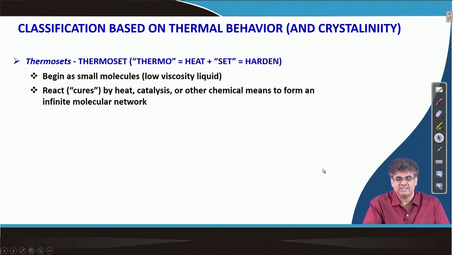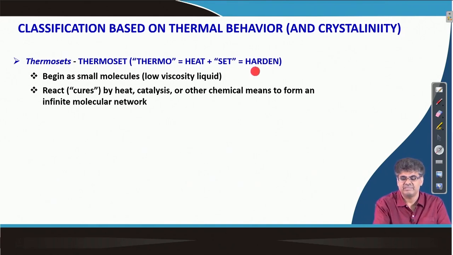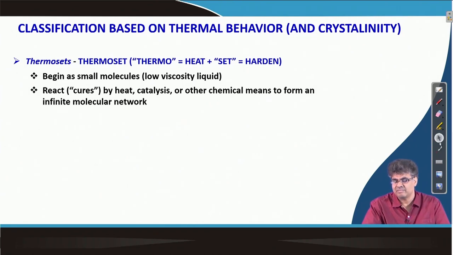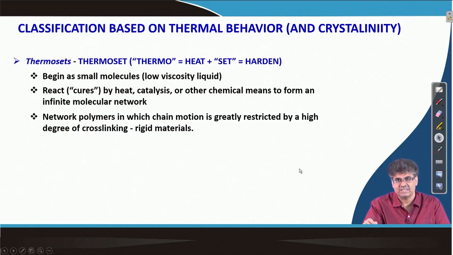We can also have another set of polymers which we call thermosets. As the name suggests, thermo is heat and set means harden. In this case, the polymer becomes hard on heating. Before heating, at room temperature, it is made of small molecules or oligomers with low viscosity, and on heating they react with each other, forming covalent linkages between the polymer molecules, in the presence of a catalyst or without one. Because of this cross linking, it forms an infinite molecular network, a network polymer, which we discussed in the last class.